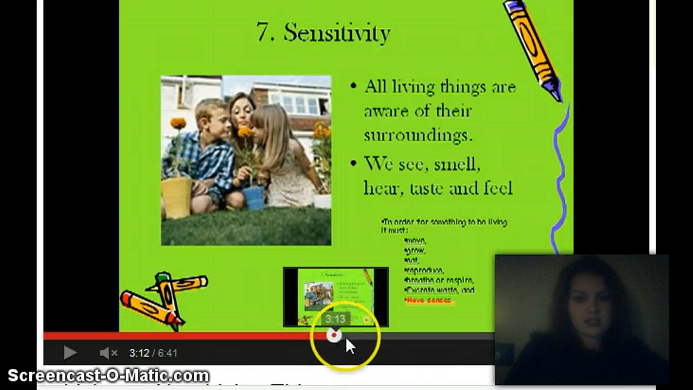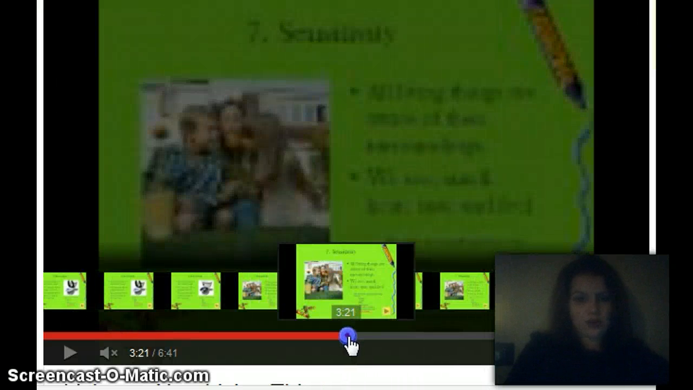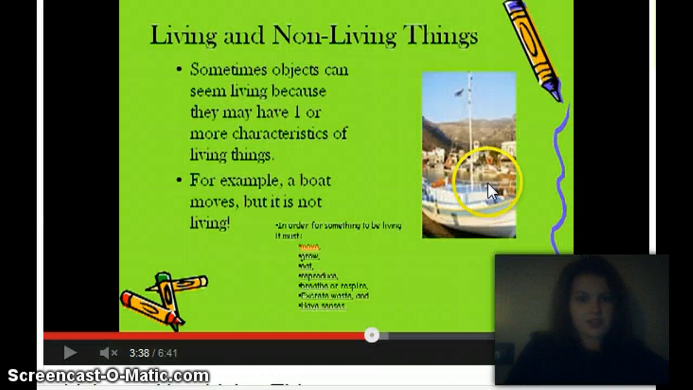So, let's talk a little bit more about living and non-living things. Sometimes objects can seem living because they have one or more characteristics of living things. So, for example, we see a boat in this picture, and boats move, right? We all know that boats move. We've seen a boat, and we've seen it move.